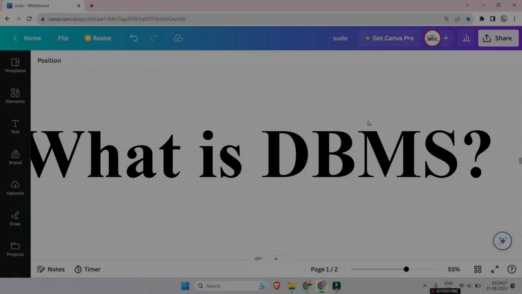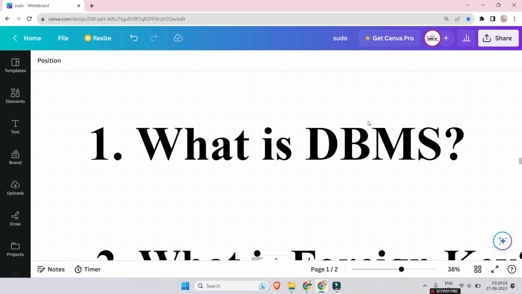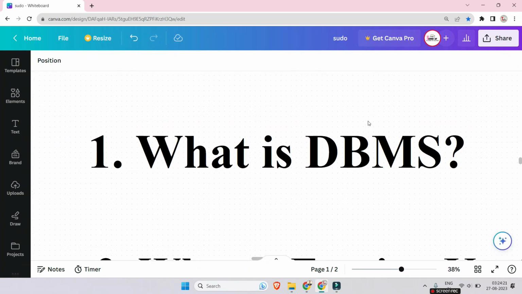So the first question is, what is DBMS? DBMS stands for Database Management System. It carries out operations like creation, maintenance, and use of databases, right?